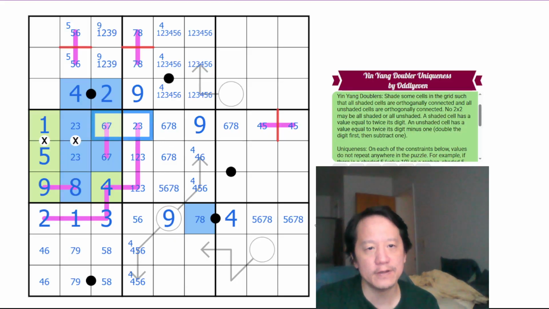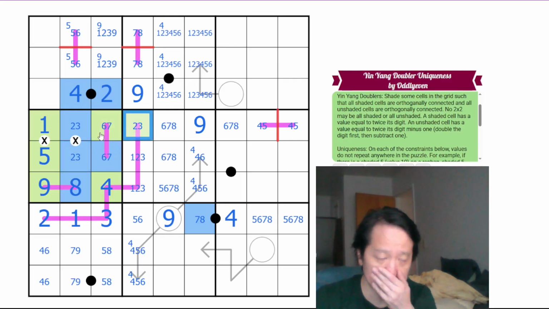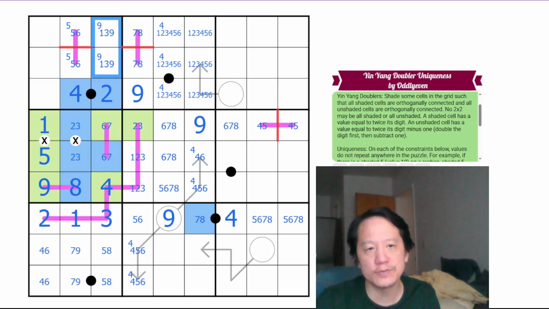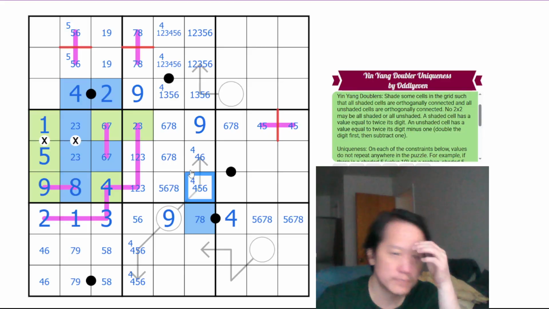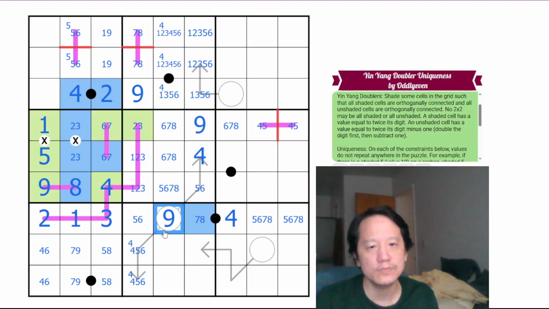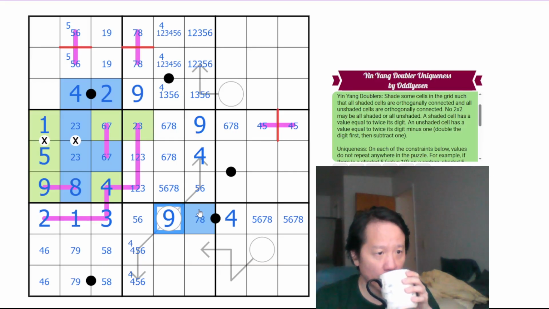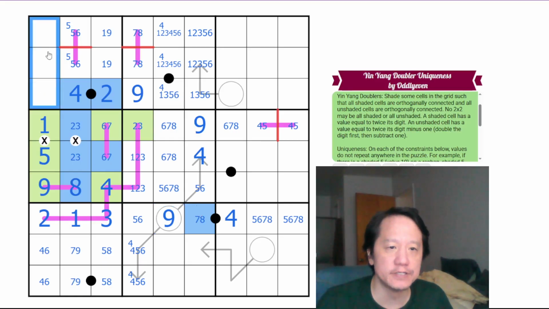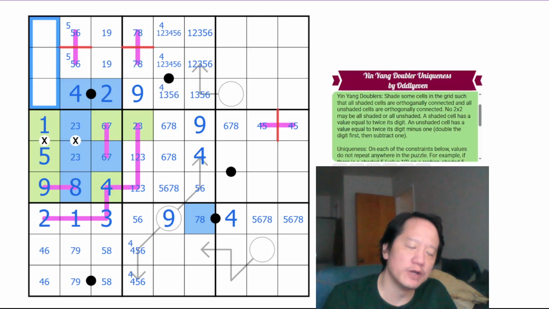The unshaded cells have to orthogonally connect. 2 and 3 eliminate 2 and 3 here. It's 1 and 9 as a pair. There's no 2 and 4 here. These can't be 4 in general. 4 eliminates 4 here. Where is the 4 in this box then? It must be here. Okay. Remaining digits of column 1, we have 3, 7, and 8.